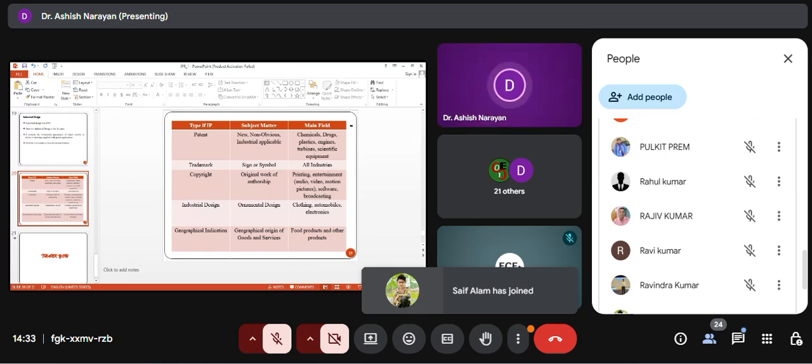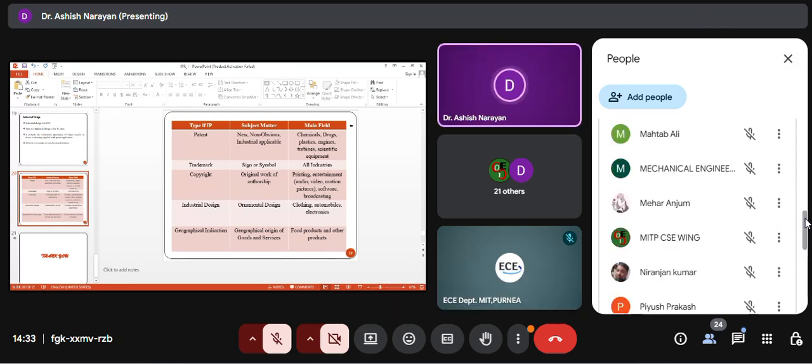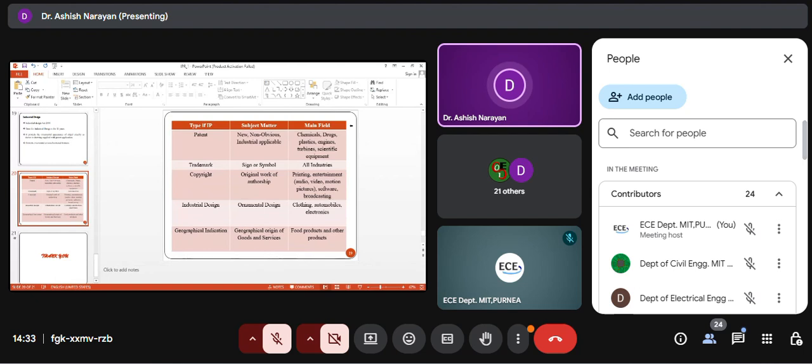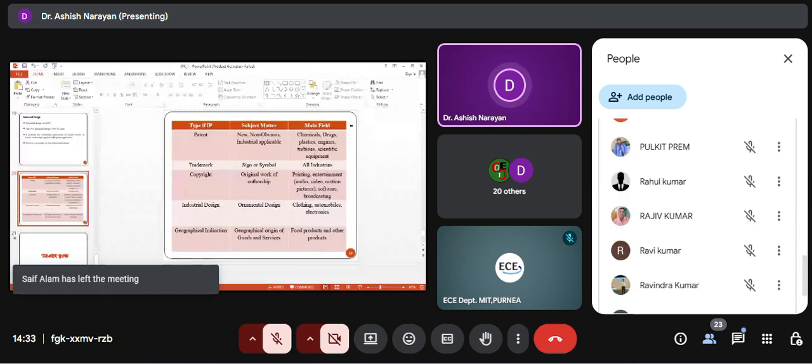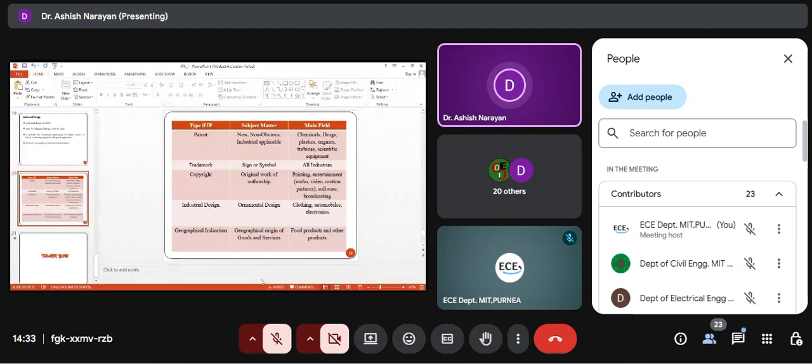Geographical indication means goods or services which depend upon a particular area, like similarity, like rasgulla. The sari patent I discussed just now depends upon the geographical indication, which is found in some geographical region. So that is the category under geographical indication. Okay, fine.